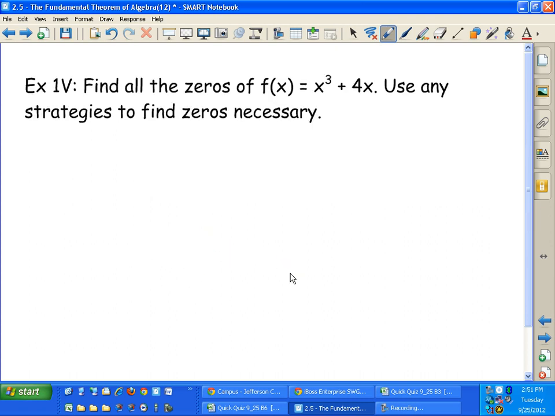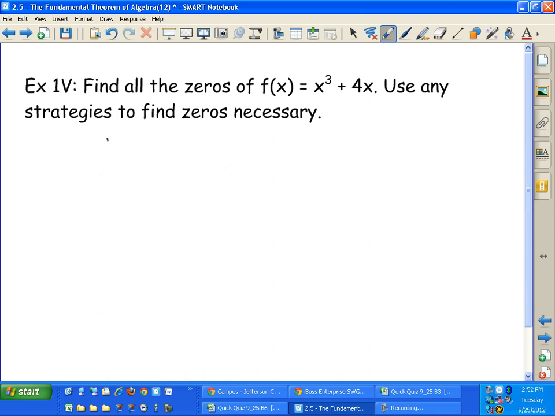So when we're talking about finding all the zeros, the fundamental theorem of algebra says that there are going to be 3 solutions. That doesn't mean that all of them are going to be real solutions. It just means that there are 3 places where we have solutions. Some of them might be imaginary, some of them might be real.